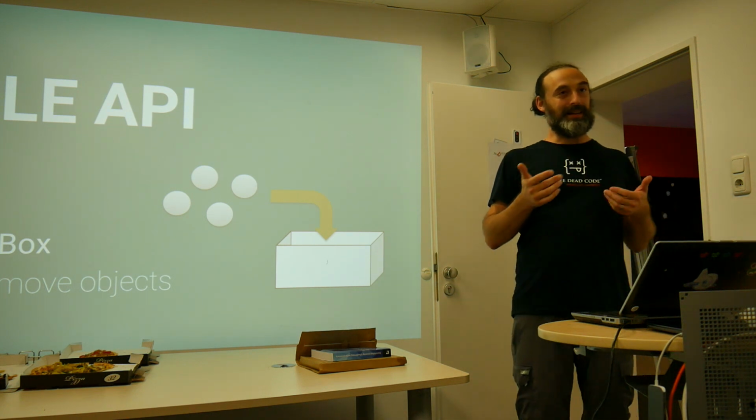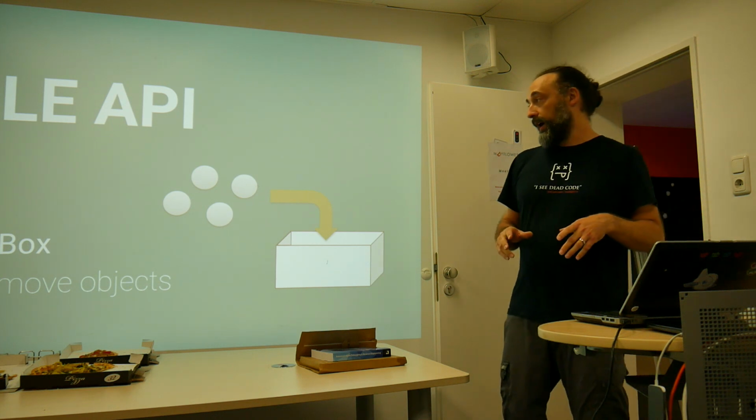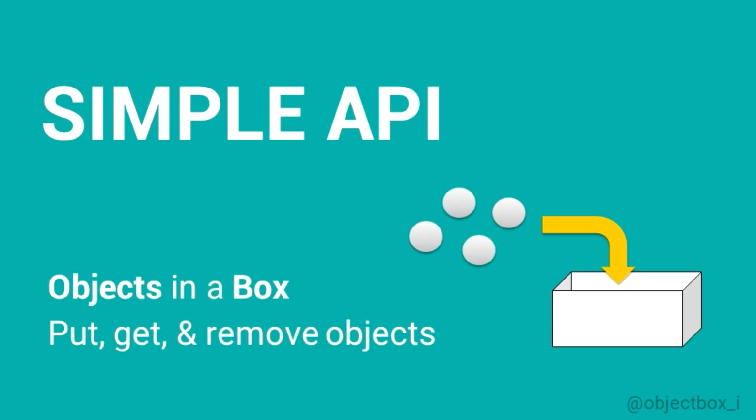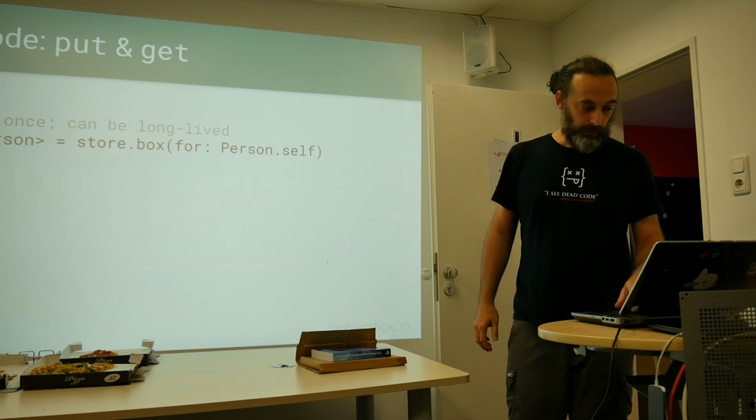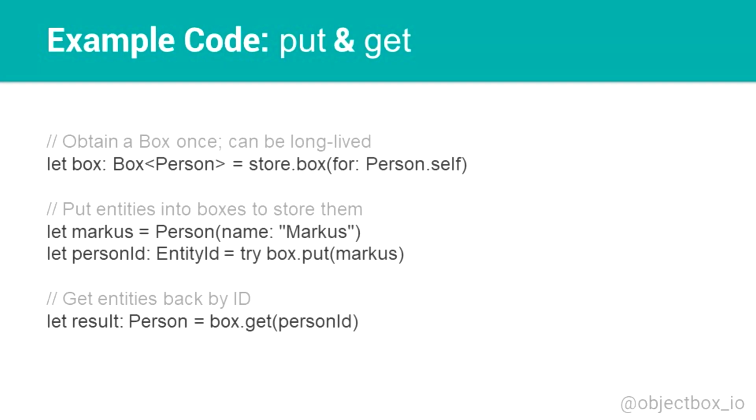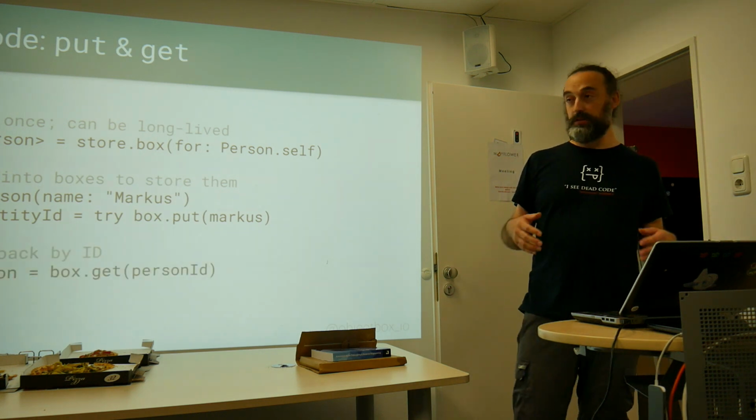ObjectBox, the name alone already tells you something about the API. So we really wanted to have a simple API. So you put objects in a box to persist them. You can get them out of the box or remove them from the box. So this is how our API looks. This is a code example. So first you need to acquire a box for a Swift class. And with this box, you can just create an entity and put it. And onward, it's persistent. To get it out, you would just say get.